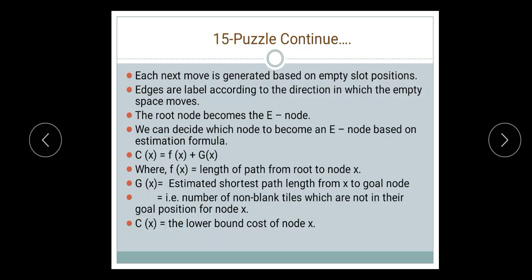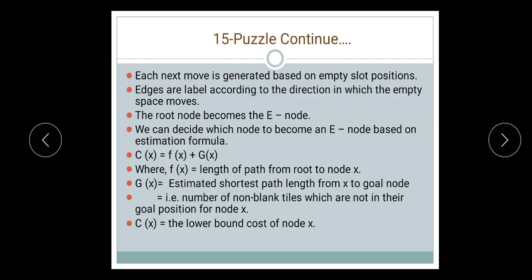Edges are labeled according to the direction in which the empty space moves. That means in a state space tree we have to draw the different edges, different branches, and these branches are labeled according to the moves of your empty slot. If the empty slot is moved upward, that edge has the up label. If you are moving that empty slot downward, then that edge has a label down, and similarly right and left. In the same way, the root node becomes the E node.